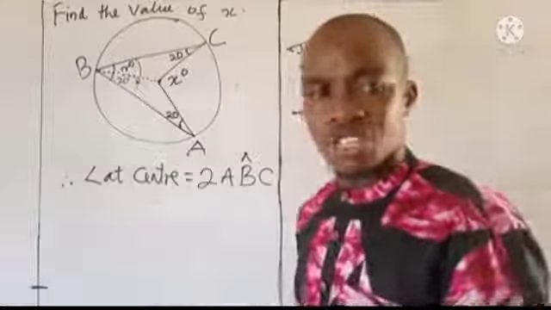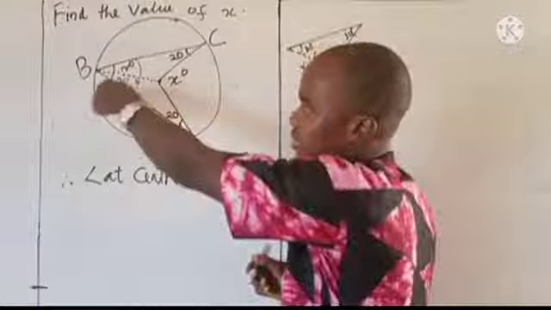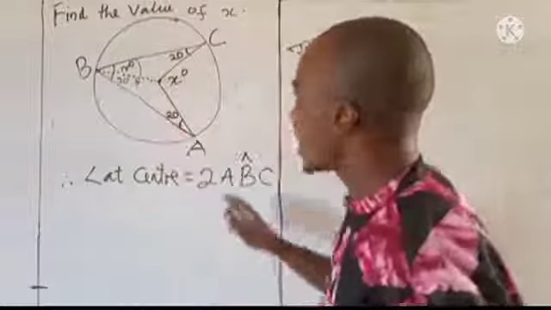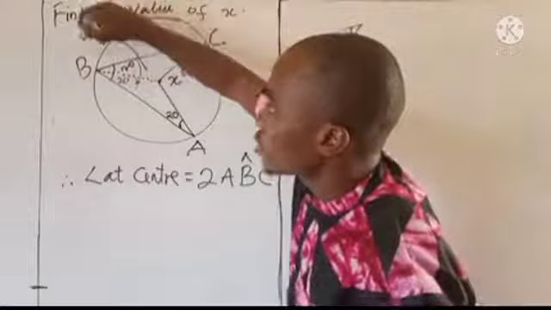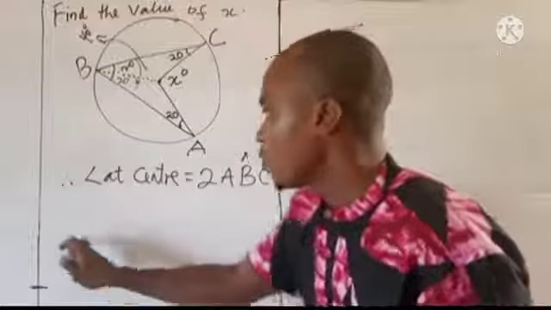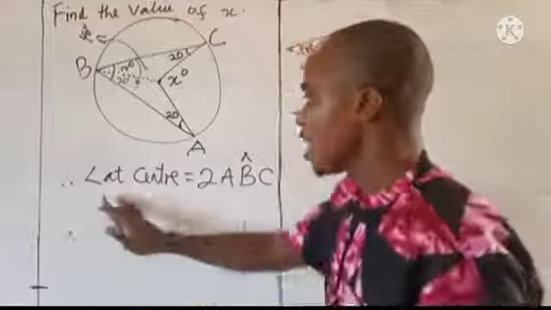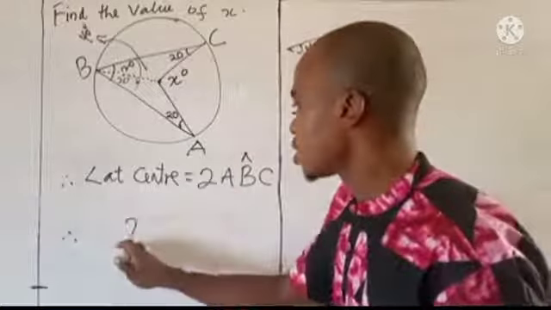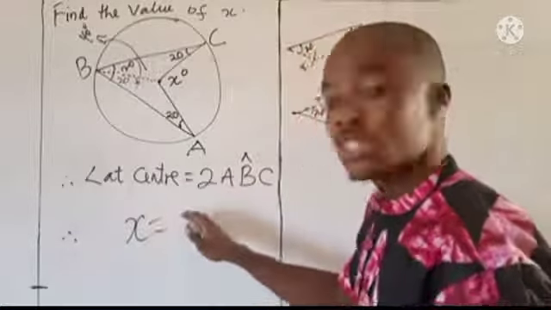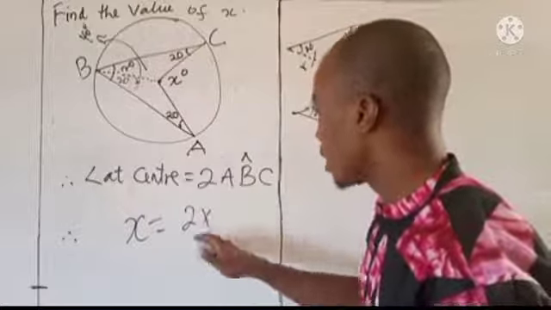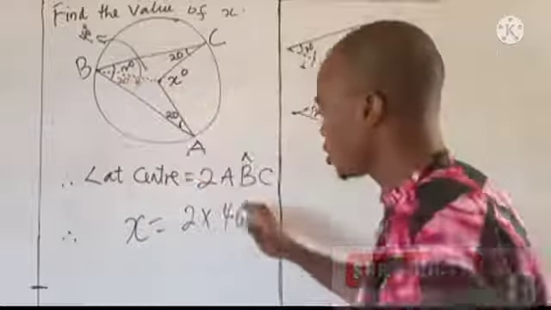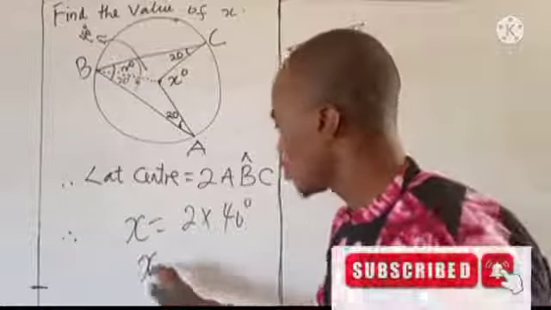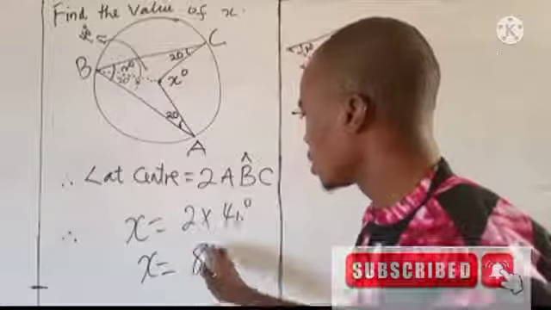Now, in general, if you want to take this as a whole, therefore, angle B is going to be 40 degree. Therefore, we now come back to this. Angle at center, which is equal to x, is now equal to 2 times ABC, which is 40 degree. Therefore, we have x equals 80 degree.